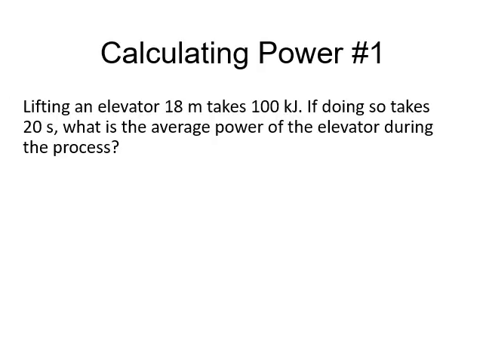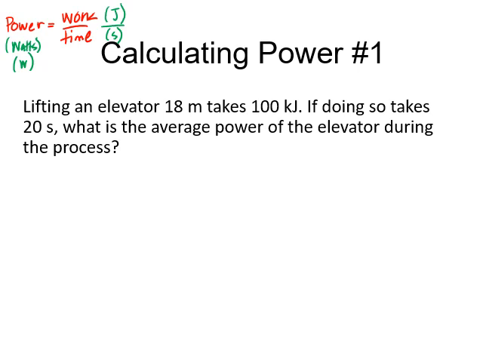For our first power example, it says lifting an elevator 18 meters takes 100 kilojoules. If doing so takes 20 seconds, what is the average power of the elevator during this process? So remember, power equals work divided by time. And let's remember our units here. Power is measured in watts, which is a capital W. Work is going to be measured in joules, and time is measured in seconds.